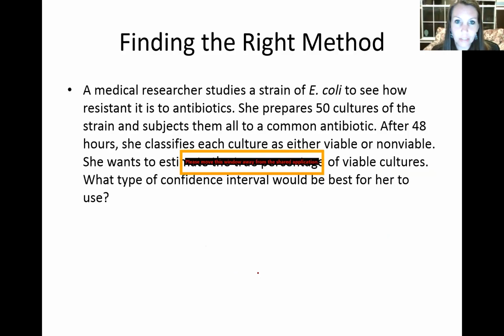All right, a medical researcher studies a strain of E. coli to see how resistant it is to antibiotics. She prepares 50 cultures of the strain and subjects them all to a common antibiotic. After 48 hours, she classifies each culture as either viable or non-viable. She wants to estimate the true percentage of viable cultures. What type of confidence interval would be best for her to use?